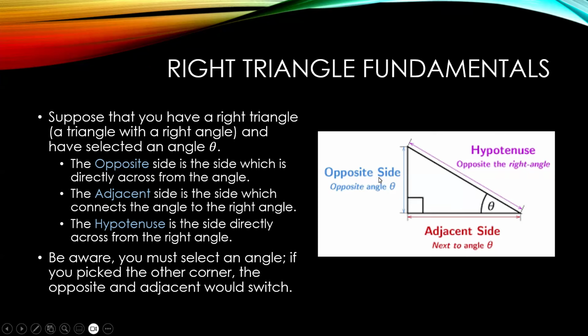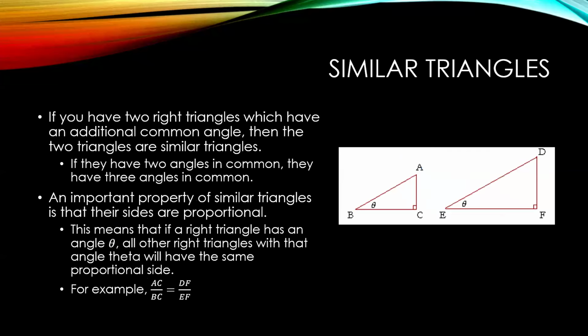These 3 side names will be popping up throughout, and so it's good to get comfortable with them. Do note, if the angle had been up at the top, then the opposite would be down on the bottom, and the adjacent would be over here on the side. But the hypotenuse would still be opposite the right angle.